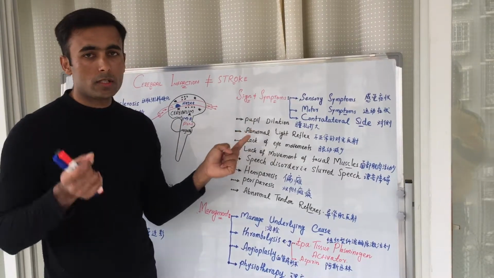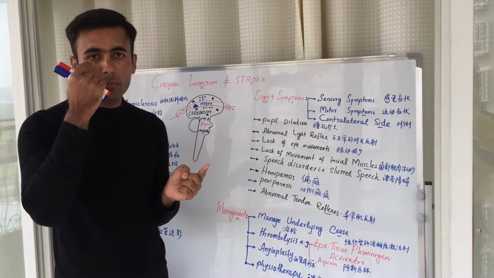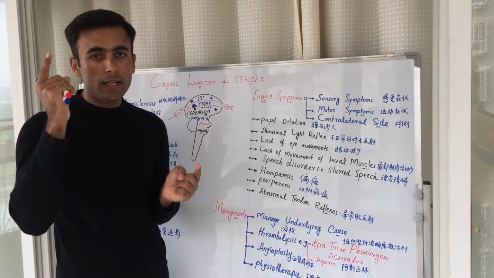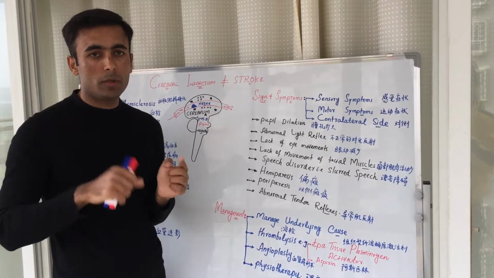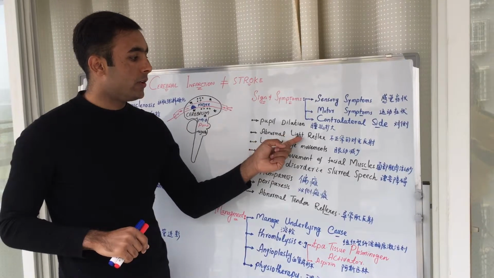Pupil dilation: this black part in our eyes is called the pupil. When the patient develops a cerebral infarction, their pupil dilates, an abnormal dilation of the pupil. This is one symptom. Another is abnormal light reflex.